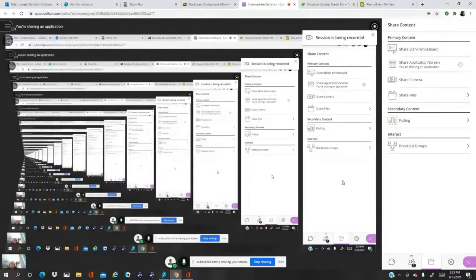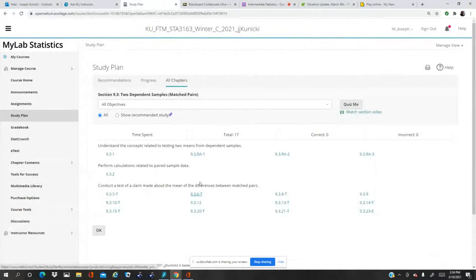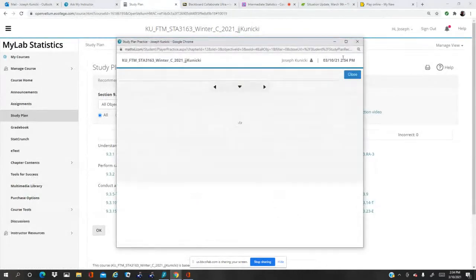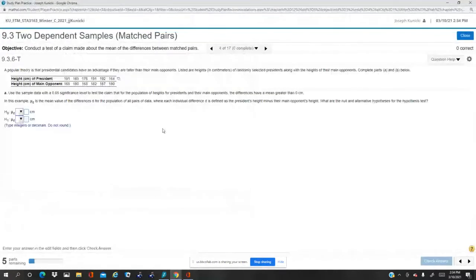So we're going to do problem 9.3.6t. There it is. So this has something to do about a theory about presidents being taller than their opponents.